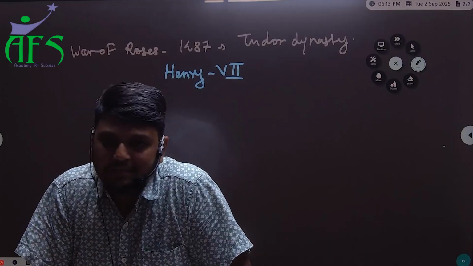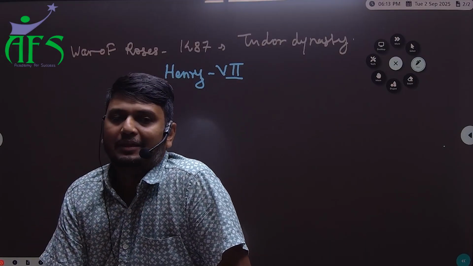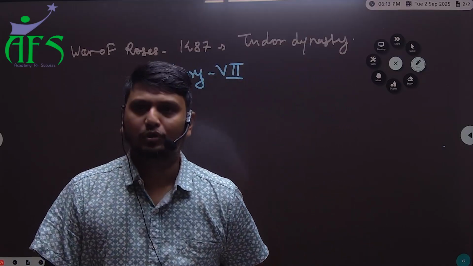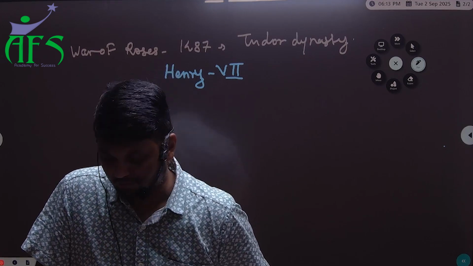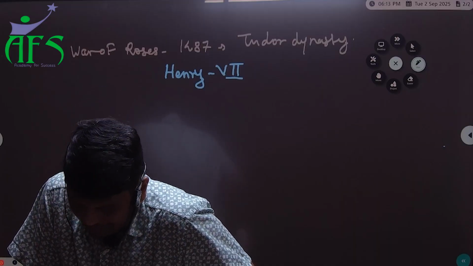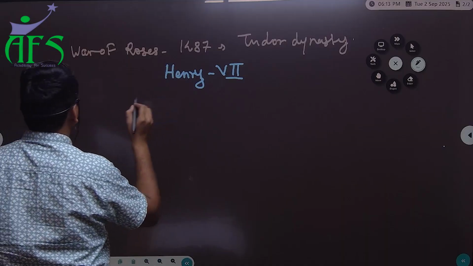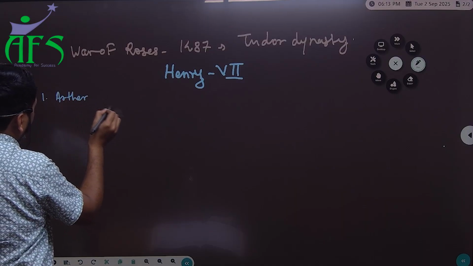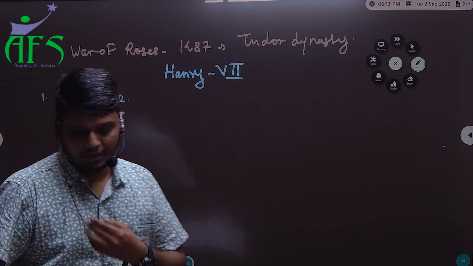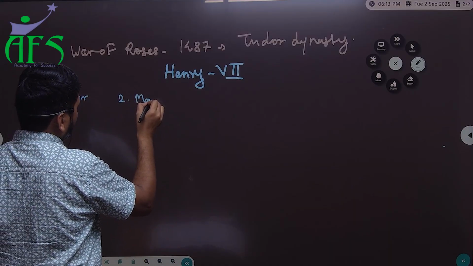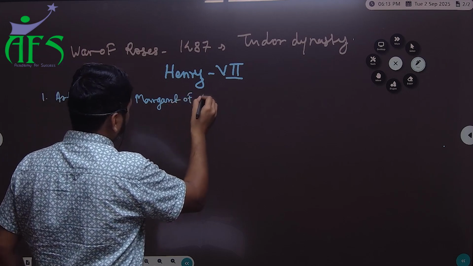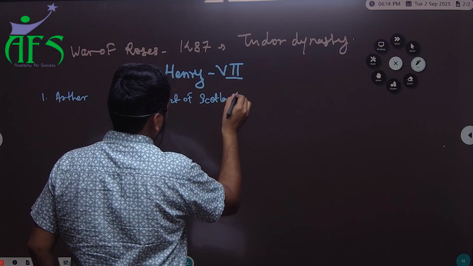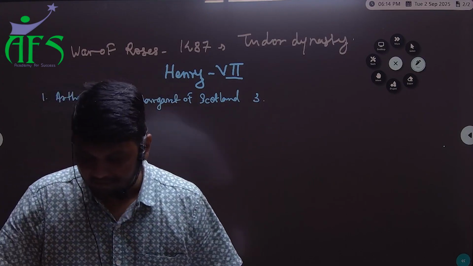So the first one, Henry the Seventh. He was the main character behind this, and he was the first one we can call a Tudor, who belongs to the Tudor dynasty, and he had four children. First one, Arthur. Second one, Margaret of Scotland. These four are very important, so I'll put them over here. First, Arthur. Second, Margaret of Scotland. Third one, Mary.